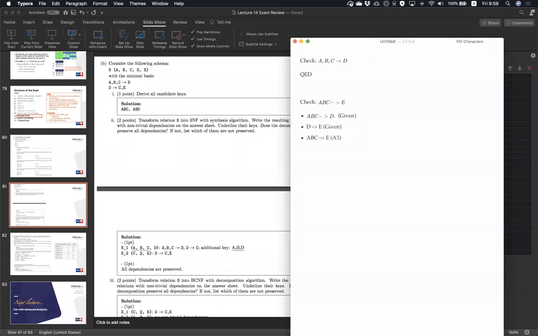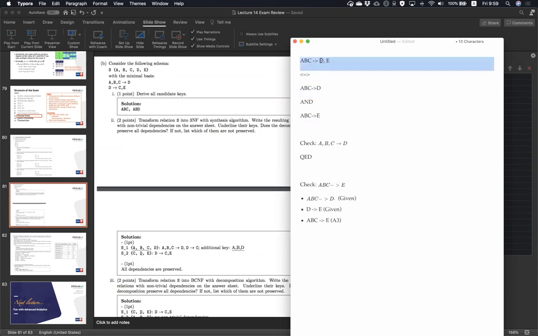But we don't have to prove ABC to D comma E? That's what I thought we had to prove. We just have to prove that. Oh, okay. So ABC to D comma E is equivalent to ABC to D and ABC to E. You prove each one of these, then you get this. That makes it easier because I was confused about that. Cool. Okay, thank you. Yeah, sure.